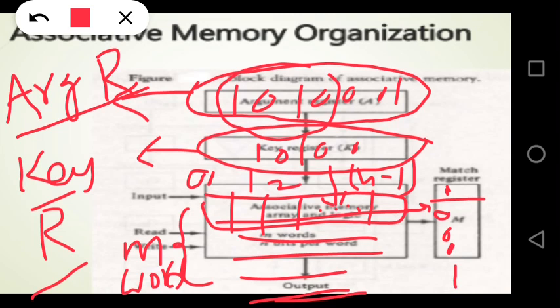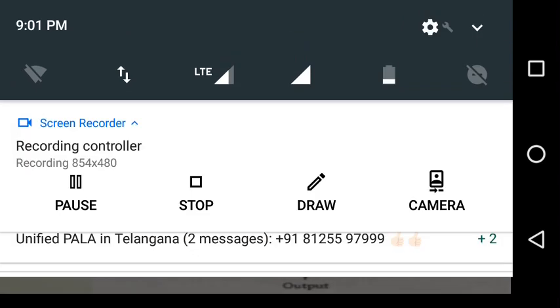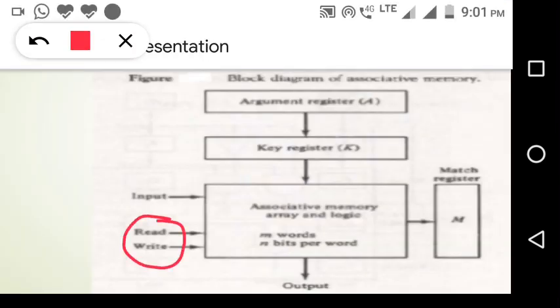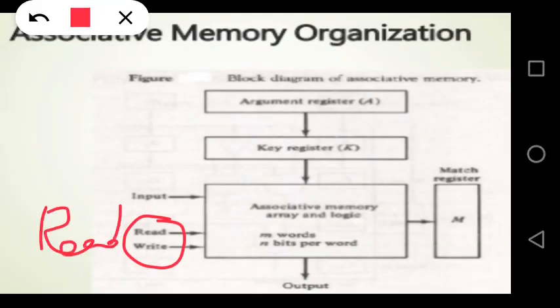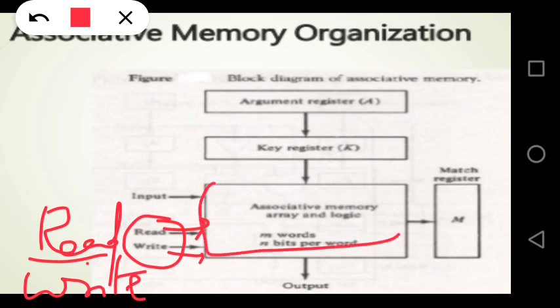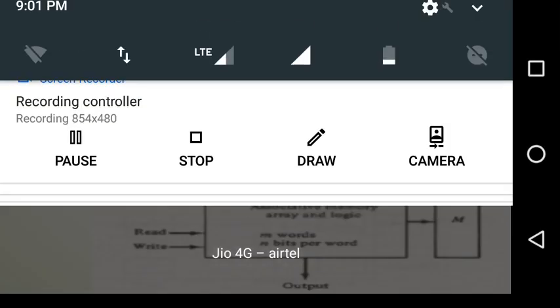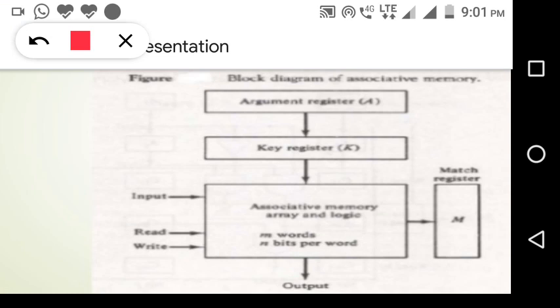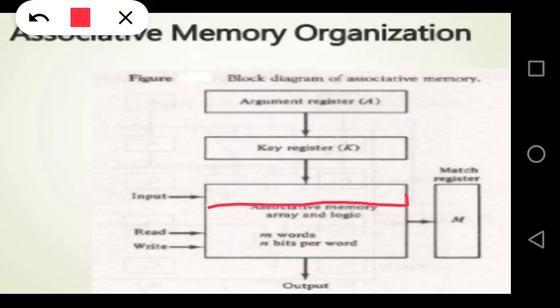memory words, and whichever matches is set to 1, and which doesn't match is set to 0. And based on the input signal, a read operation or write operation signal is sent to this type of memory. So it is very important to understand how memory is organized. Let me repeat once again.